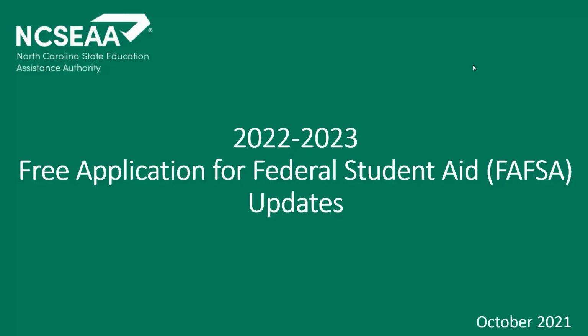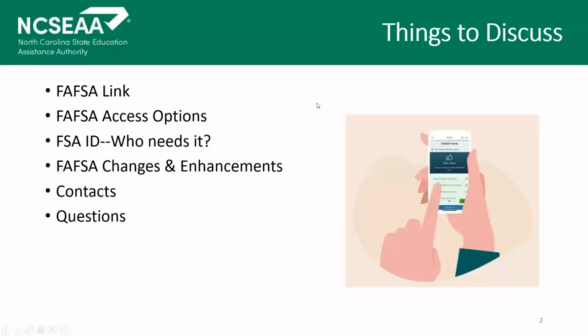So today, we'll cover a few items. The first thing that we'll discuss is going over the FAFSA link. We'll also look at the access options for the financial aid application. We'll review the FSA ID, what it is, and who actually needs it. We'll review FAFSA changes and enhancements. We'll also give you the contact information for all of the NCSEAA representatives based on your area. And also we'll take in questions, as Nicole mentioned. You can put in questions in the chat, but also we'll have room for questions at the end of the presentation.